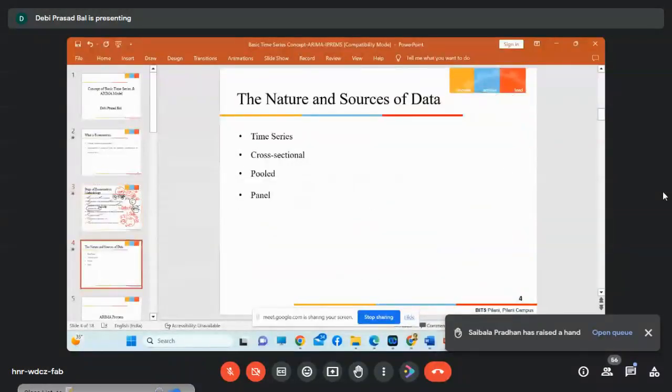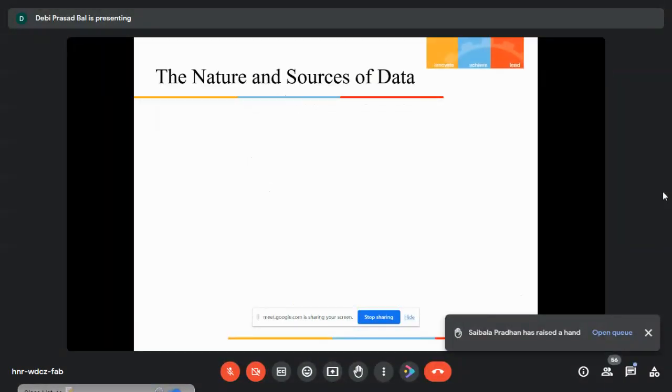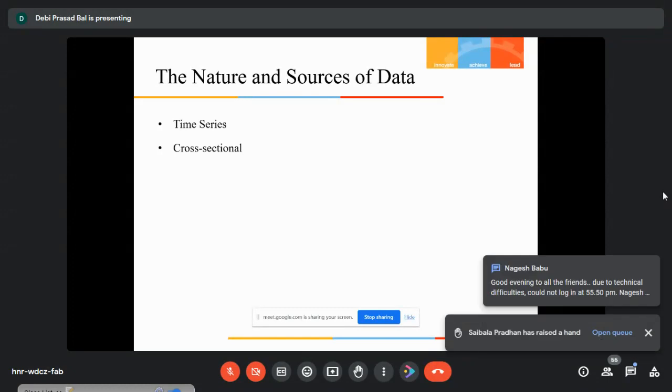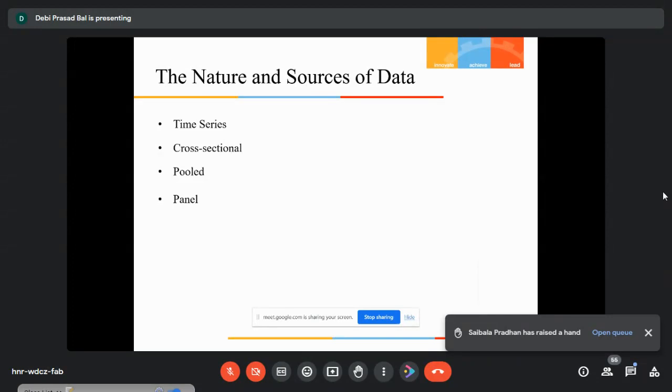Fine. Next, as I told you, your input is very, very important. In any kind of empirical model, your input is taken, so it is very essential to know the nature and sources of data. In general, there are 4 types of data. The data can be time series, cross-sectional, pooled, or dynamic. These are the 4 types of data available.